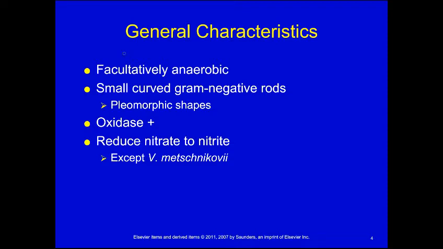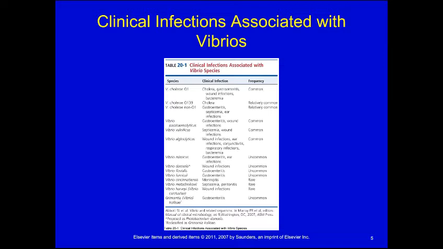Now, general characteristics of your Vibrio. These are facultatively anaerobic, small curved gram-negative rods. It's pleomorphic actually. Comma shape. Okay? Oxidase positive. It reduces nitrate to nitrite. Take note of the exception, people of the Philippines. Your Vibrio reduces nitrate to nitrite except Vibrio mechnikovi. Okay? Vibrio mechnikovi.